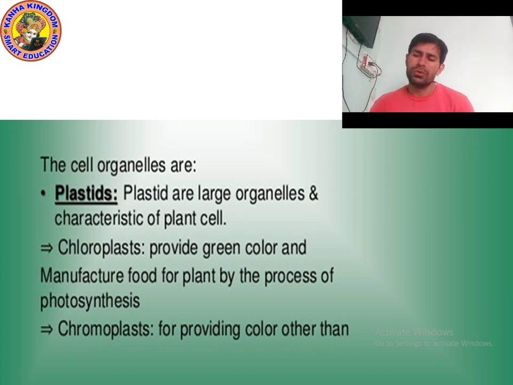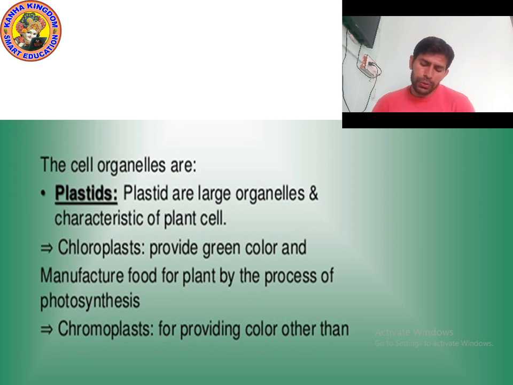Chlorophyll also helps to absorb the sunlight during photosynthesis, so it also helps in preparing the food. So plastids are large organelles. Remember kids, plastids are large organelles, and they are responsible for the characteristic of plant cell. That's why the color of plants is green. So kids, it contains chloroplast which provides green color and manufactures food for plants by the process of photosynthesis.